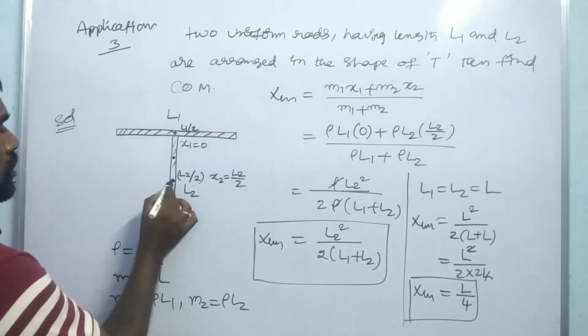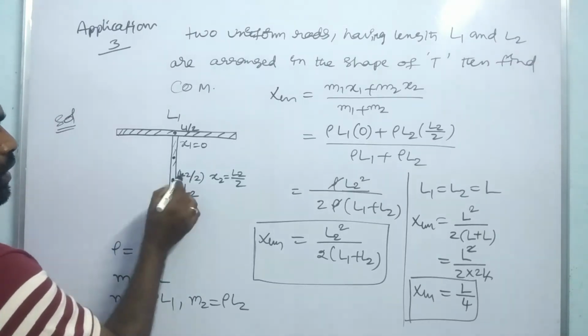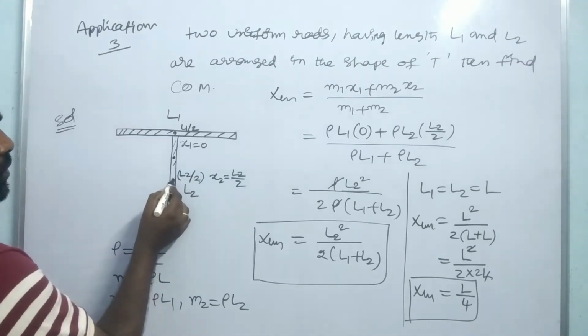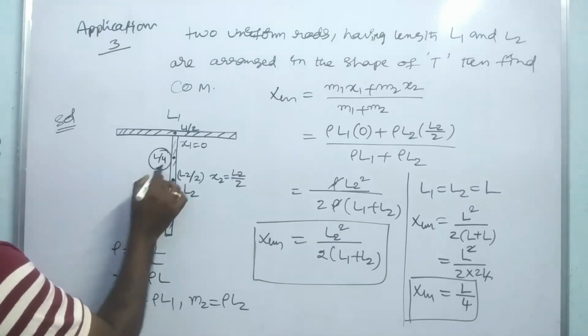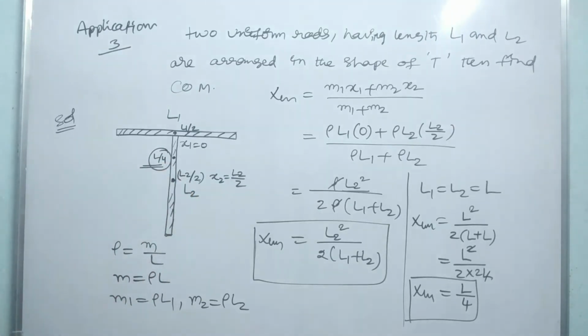If two rods are having the same length, then the center of mass will be located at this point. From this one to this one there is L by 2, L by 2, and from this one to this one there is L by 4. So this is the meaning: at the L by 4 distance the center of mass is located in this case. Clear? So this is a very important application you have to learn for doing more applications.